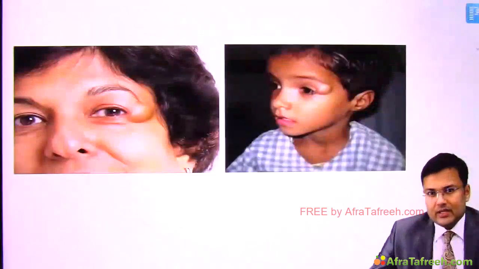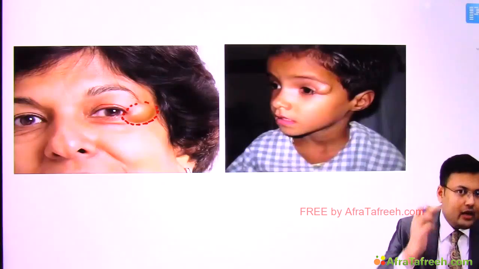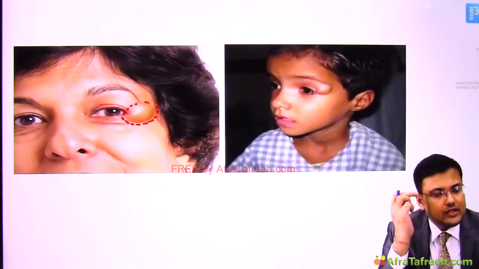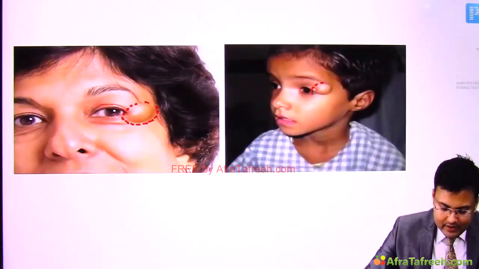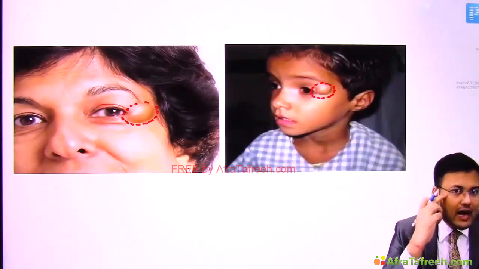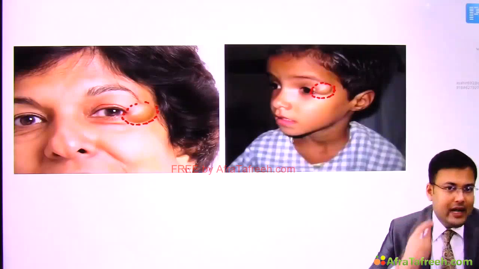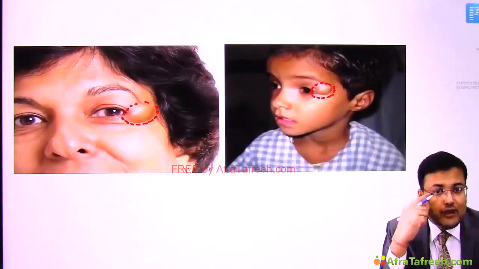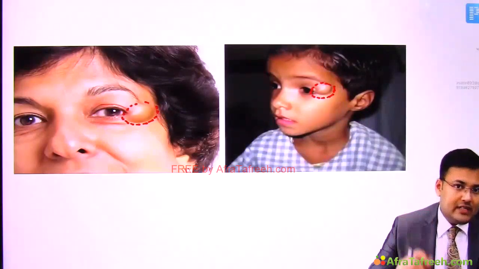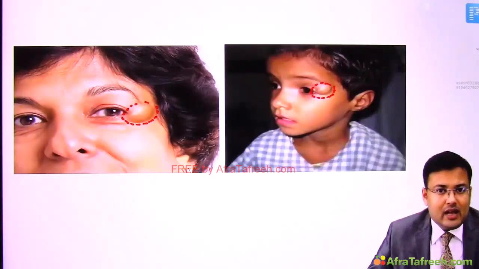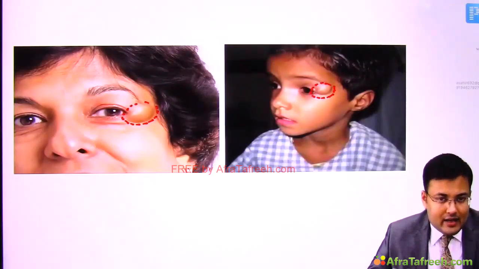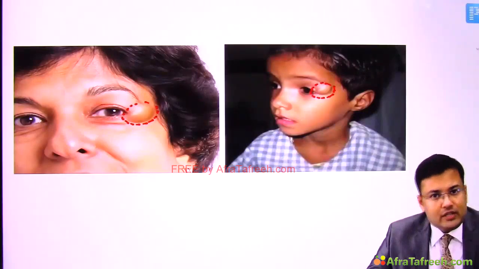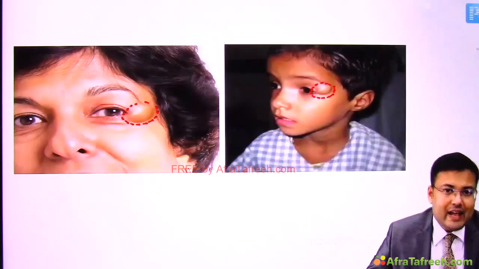Now see these two pictures, and what you are going to notice, you can notice that there is a swelling near the outer angle of the eye in close relation to the eyebrow. Can you see? Outer angle of the eye in close relation to the eyebrow, and this is the location of the external angular process of frontal bone. So what is the name of this swelling? This is angular dermoid, and if specifically we are talking about these two, these are external angular dermoid.